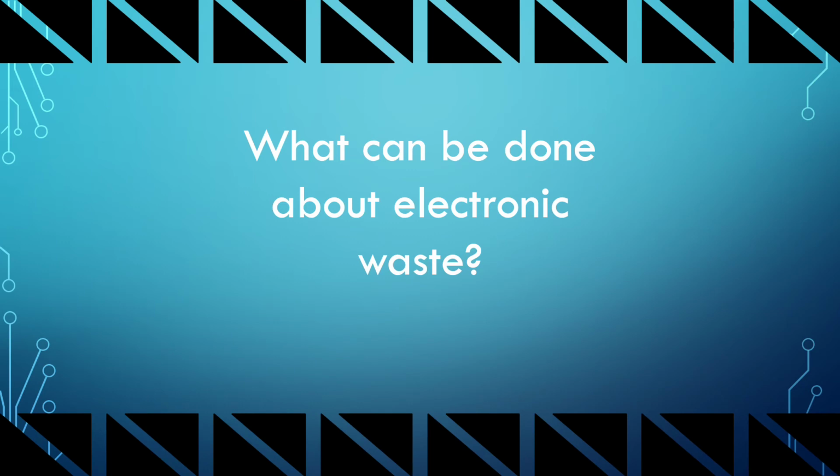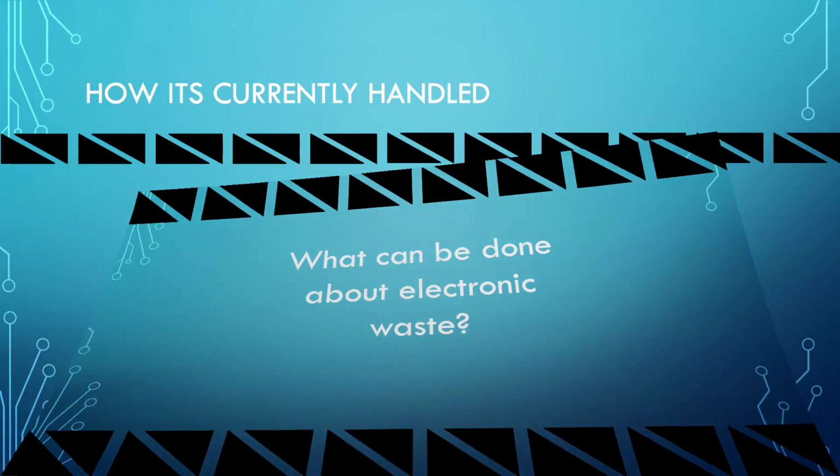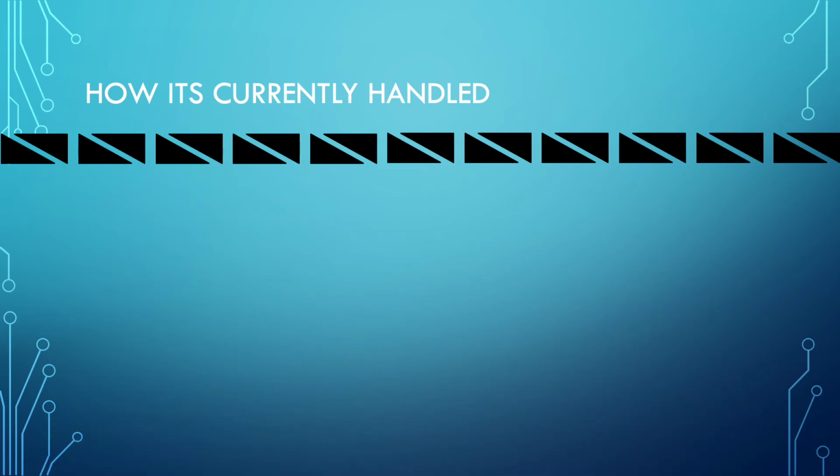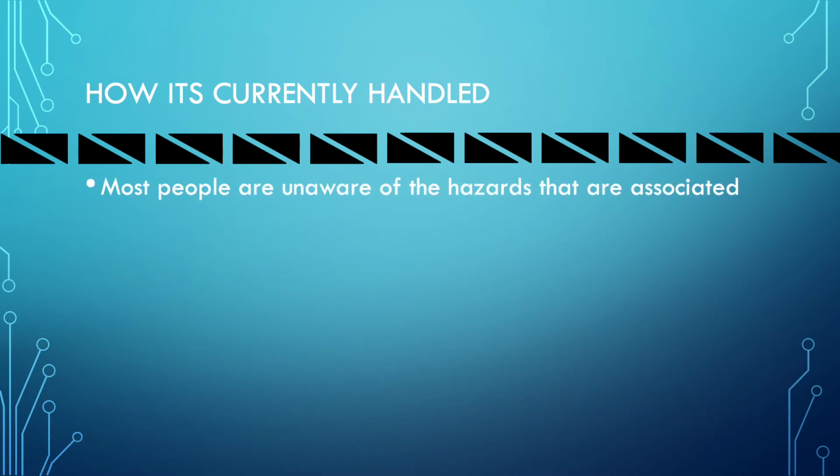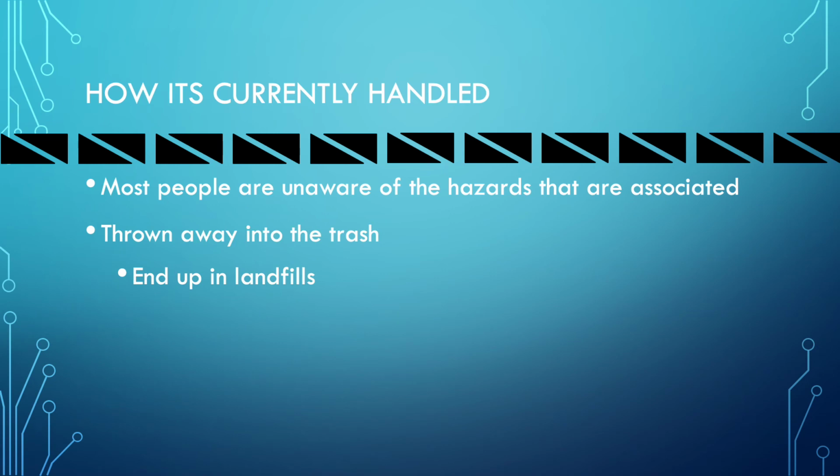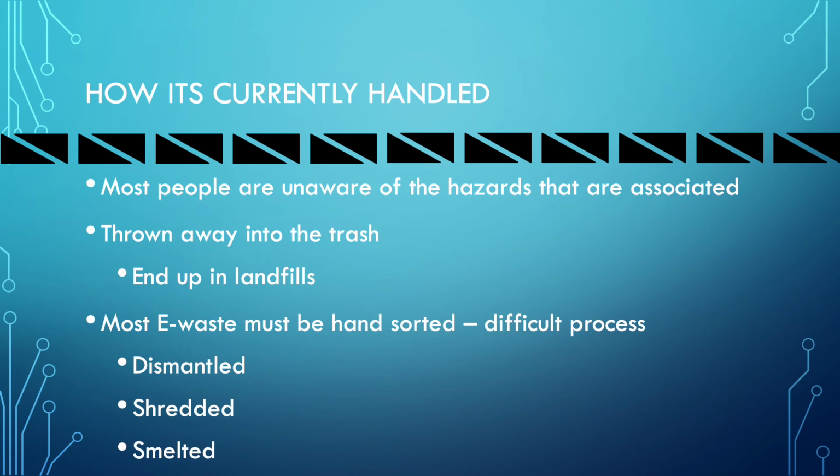So the real question is, what can be done about electronic waste? First, we have to look at how they are currently being disposed of. The most pressing matter is that very few people are aware of the dangers of improper disposal, along with the fact that their devices should and can be recycled. So again, most people just end up throwing their devices into the trash, where they can end up in our landfills. Lastly, it's something that's not commonly done because the process of it is extremely difficult.